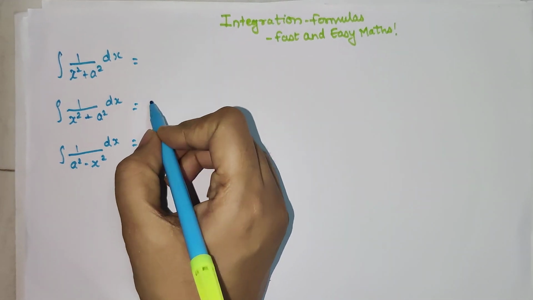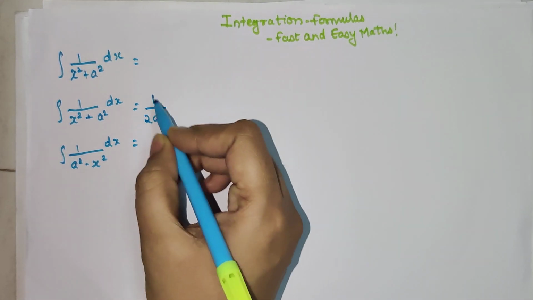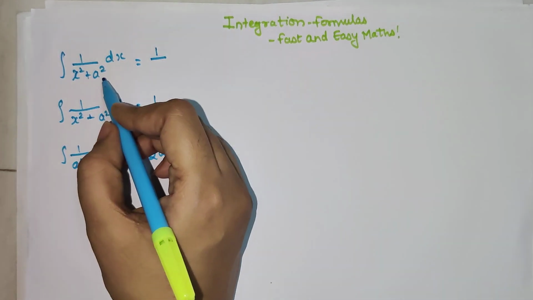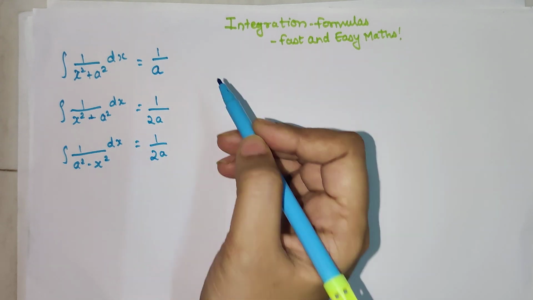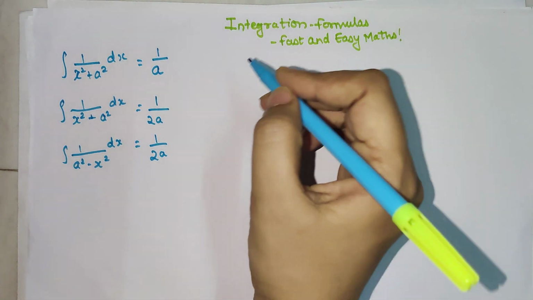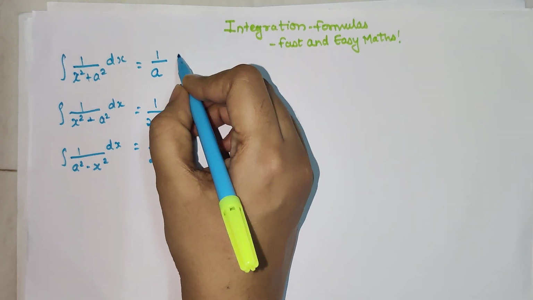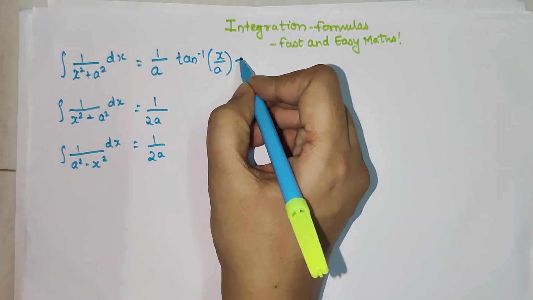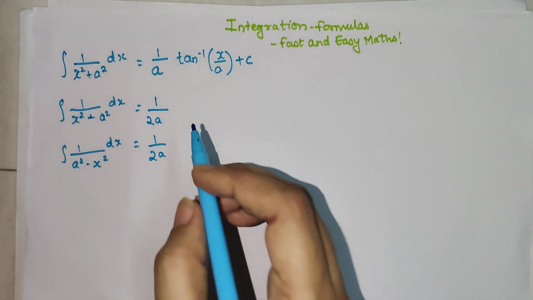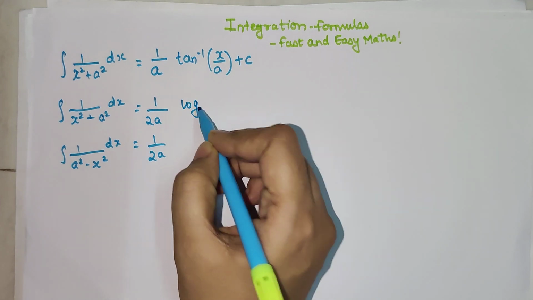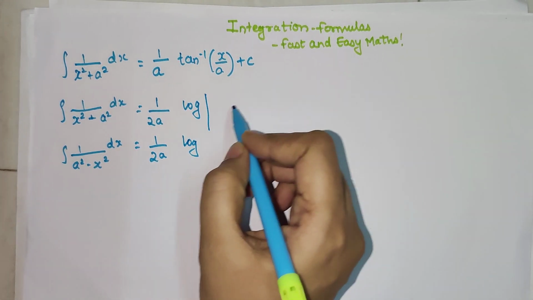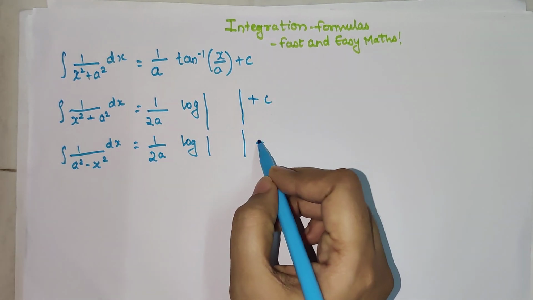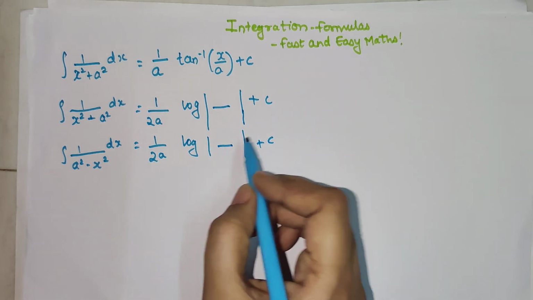One thing common for both of these formulas is 1 upon 2a, 1 upon 2a, and this one, because there is a plus sign, is 1 upon a. Now here there is a little bit of difference: this is tan inverse of x upon a plus c. But for this one and this one it is pretty much the same, log mod plus c. And there is a fraction.